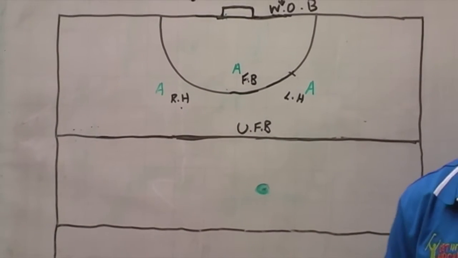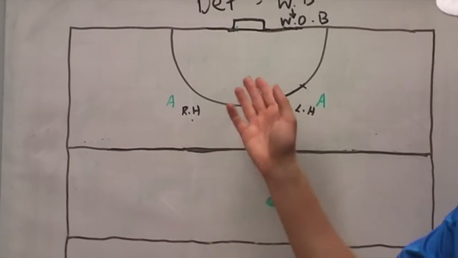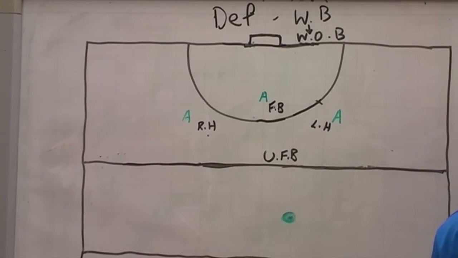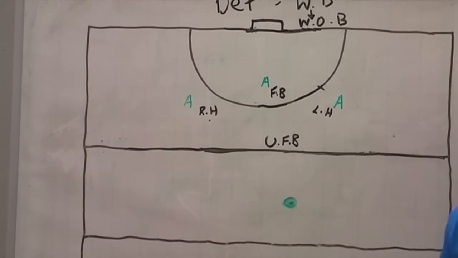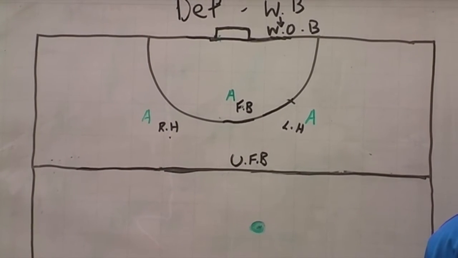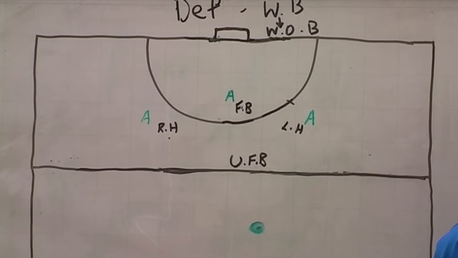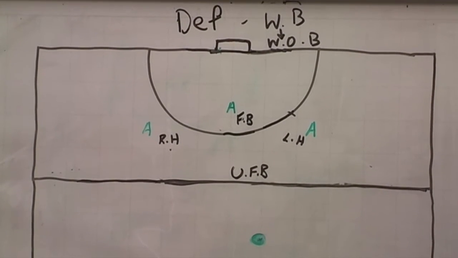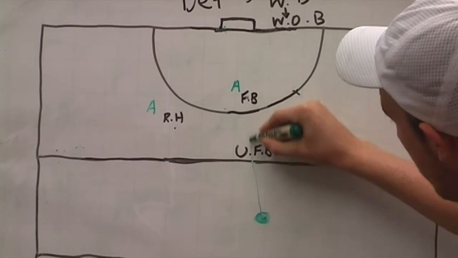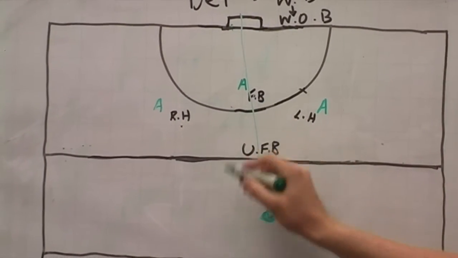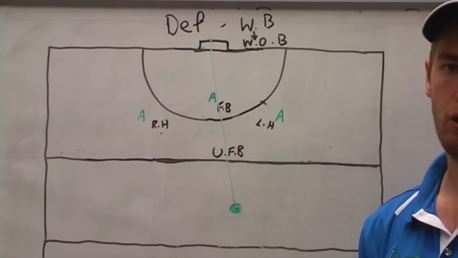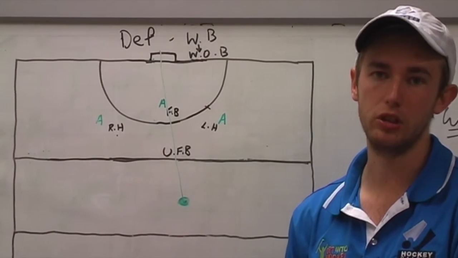So the right half's marking their opposition's left striker, the deep fullback's marking the opposition's centre forward, and the left half's marking the opposition's right striker. You'll also notice one of the fullbacks is pushed up into the up fullback position, and they're standing on what we call the hotline. Now the hotline is the line of the ball directly to the goal you're defending, and you can see here, if you draw a line straight from the ball into the middle of the goal, that's where that up fullback is standing, right on the hotline. Obviously if the ball moves, the hotline player or the up fullback will have to reposition.